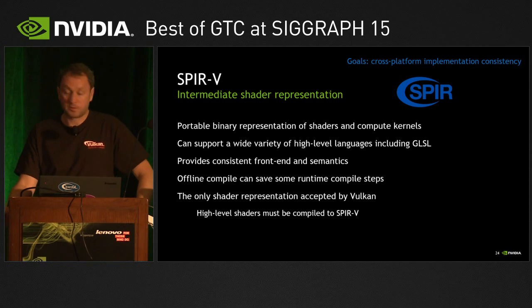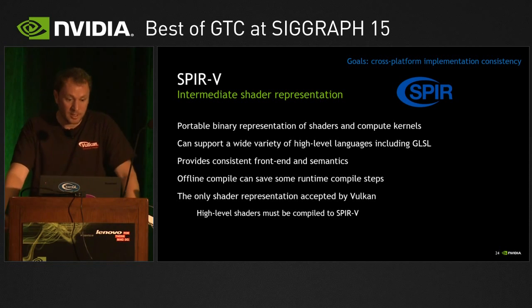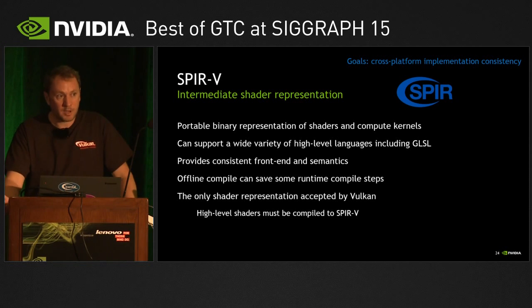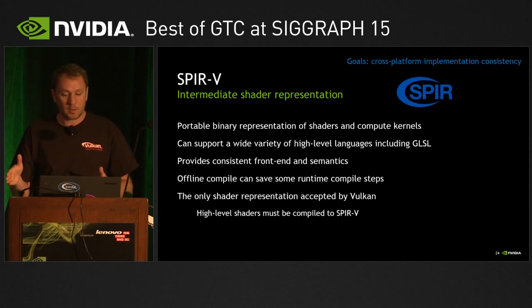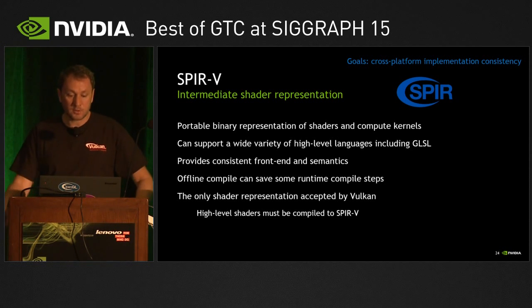SPIR-V is a Khronos-defined standard. It is an intermediate shader representation, and it's a portable representation that can be used across platforms. And it's something that you can compile from a high-level language down to SPIR-V offline. One of the things that Khronos is going to provide is a front-end tool, which you can use or you cannot use. You can use your own if you want.